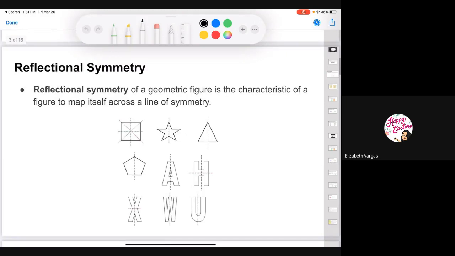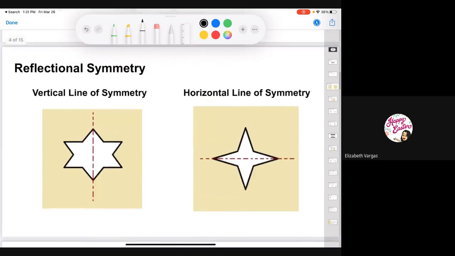So the type of symmetry that we know more often is actually called reflectional symmetry. And reflectional symmetry of a geometric figure is just the characteristic of a figure being able to map onto itself about a line of symmetry. So the kind of symmetry we know. The actual folded part, like if we were to fold this triangle in half, I would create two congruent halves, but the folded part is actually known as the line of symmetry, which I'm sure many of us know, but just in case, that is a line of symmetry. So reflectional symmetry is basically the type of symmetry that we've already seen.